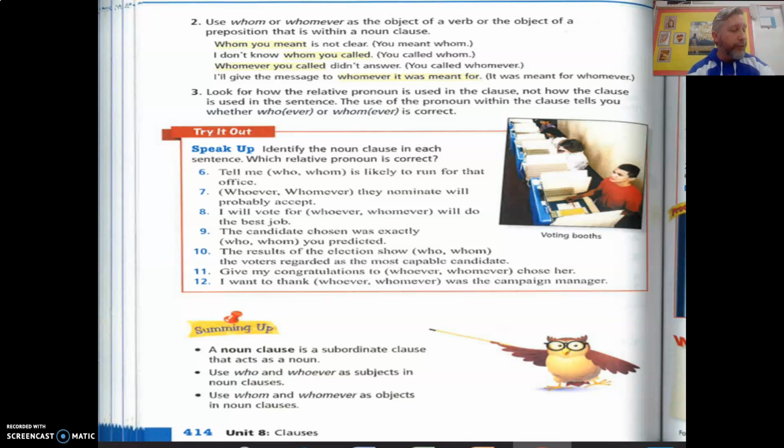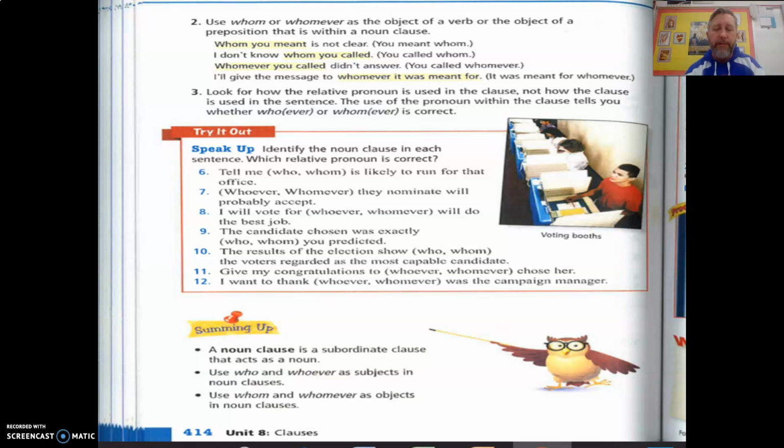Number 9, you should have got whom on that one. Okay, that one might be a little bit easier because it's in the predicate. Okay, and you know that when things are in the predicate, it's a whom. Number 10, how about that one? Okay, that one's a whom. Again, it's in the predicate. Number 11, that's a whoever. Okay.